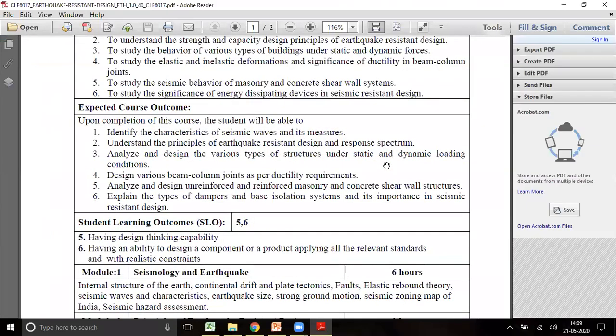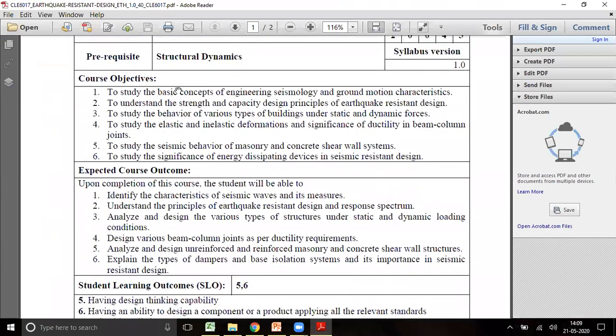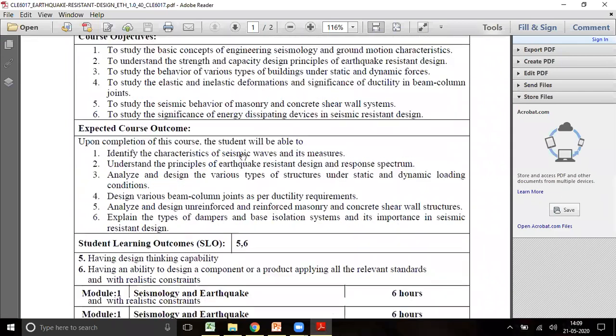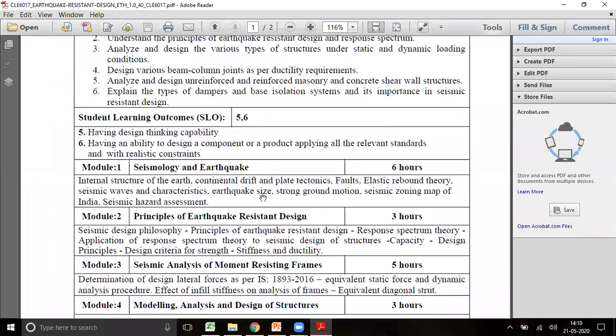Morning we have seen the syllabus. So in the syllabus, what are the core subjects we have discussed in the morning? Around 6 core subjects are framed, which are based on the 6 modules. Okay, and in the first module we have seismology and earthquake.